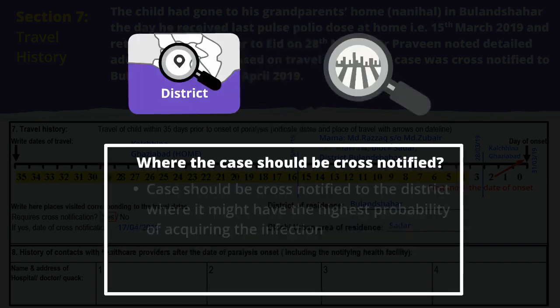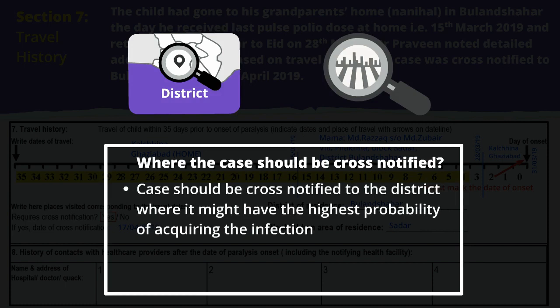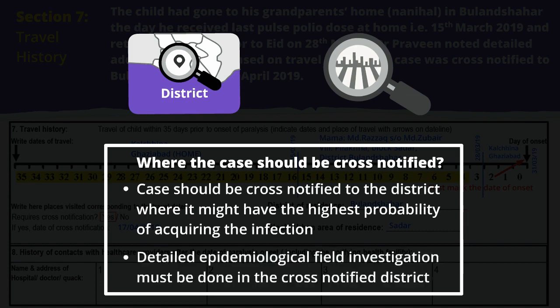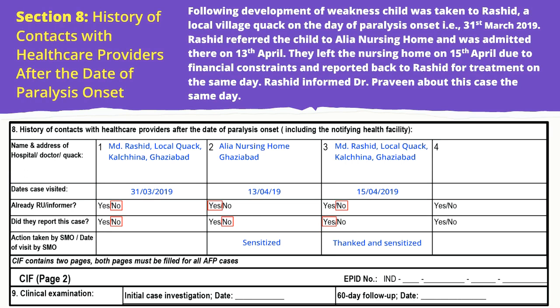Based on travel history, case should be cross-notified to the district where he or she might have highest probability of acquiring the infection. Detailed epidemiological field investigation must be done in the cross-notified district. Get information from caregivers about all the health facilities visited by patient after the onset of paralysis and write down their names, address and dates of visit.